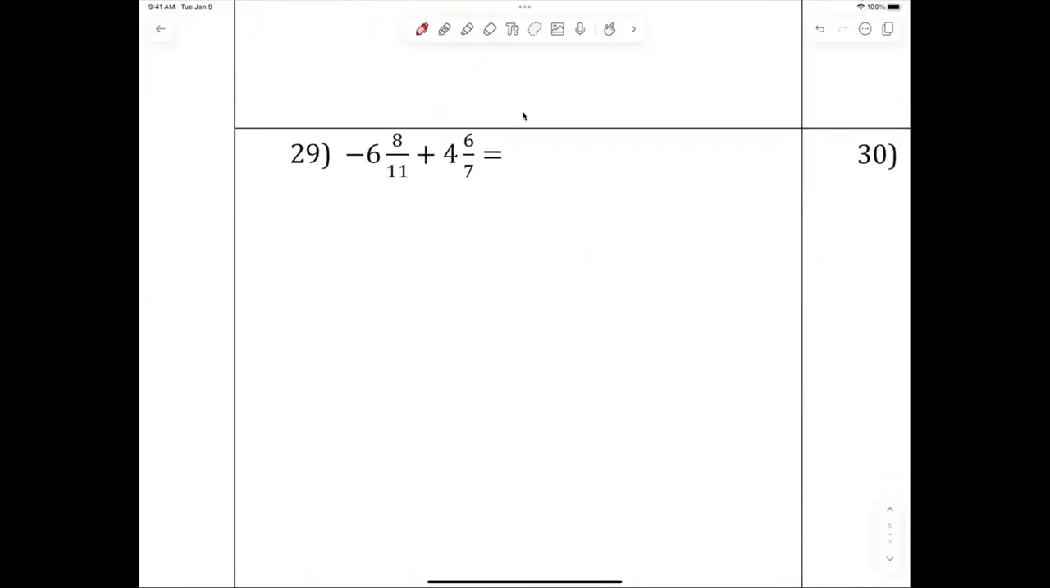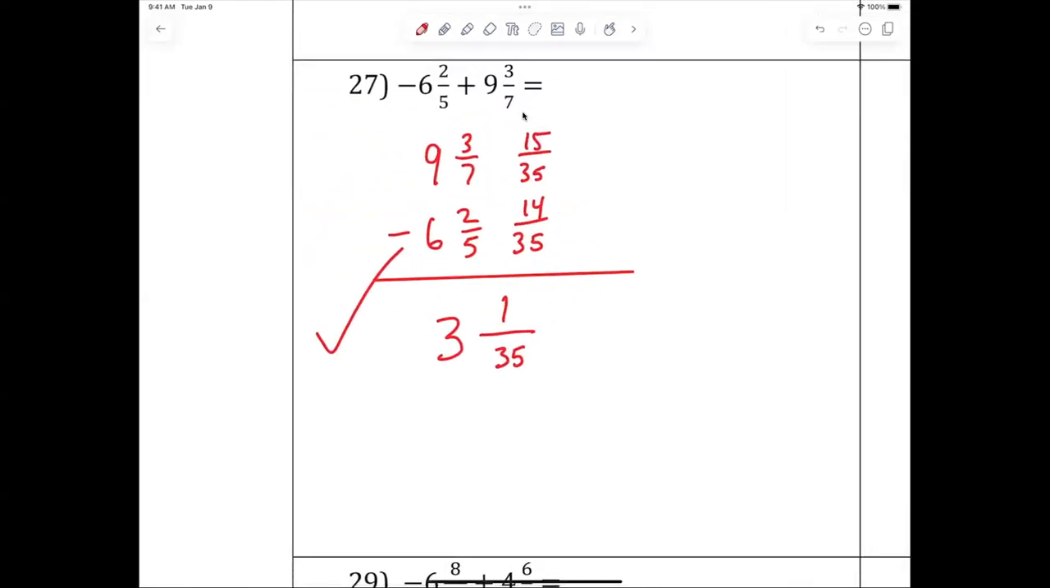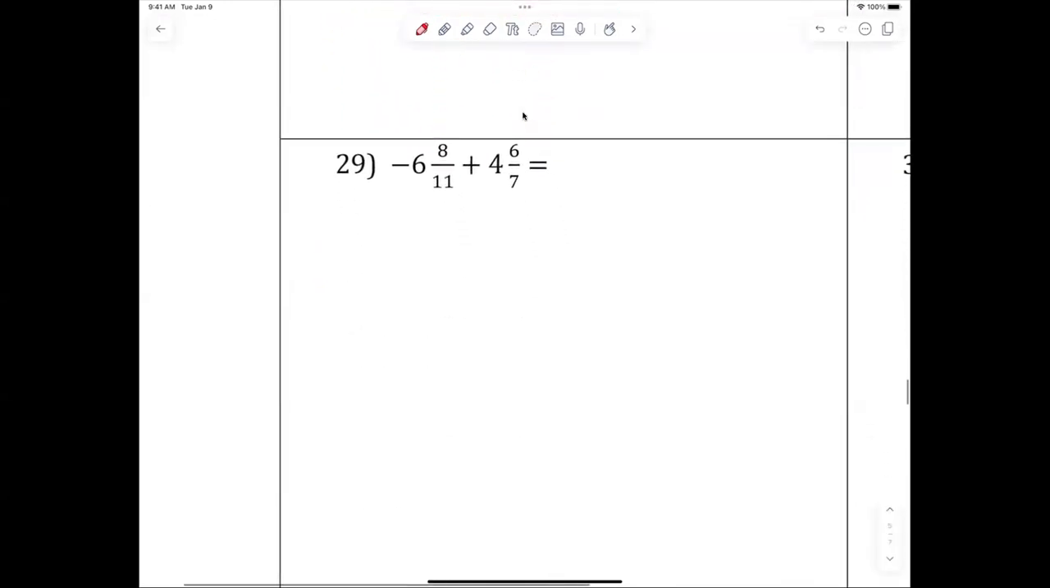All right, here we go. Lydia, go ahead. Number 29. Am I adding or subtracting? I did do it on the flip side. Yeah, that's your only mistake. All right, what am I putting? Lydia's up. Tell me, adding or subtracting? You are subtracting. Right, so let's put the larger one on top. 6 and 8 11ths minus 4 and 6 7ths.